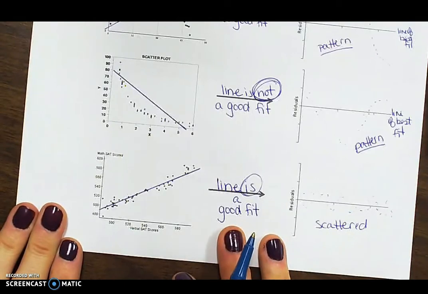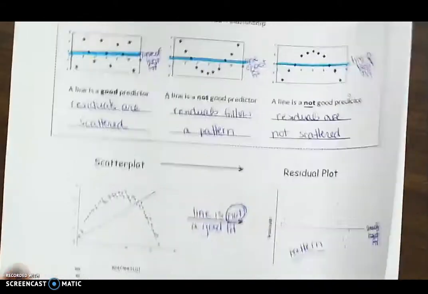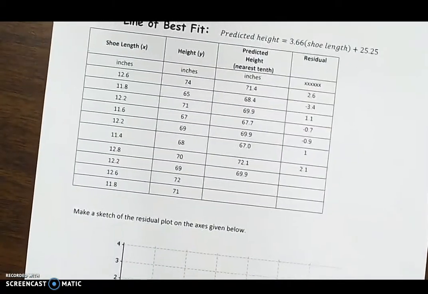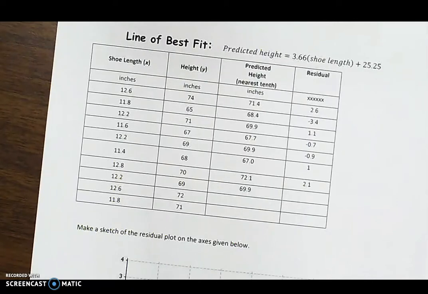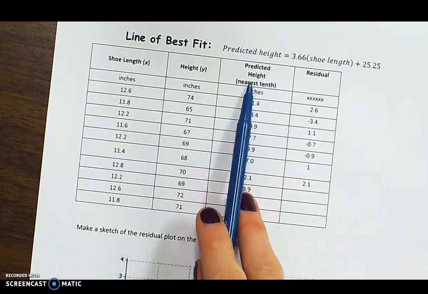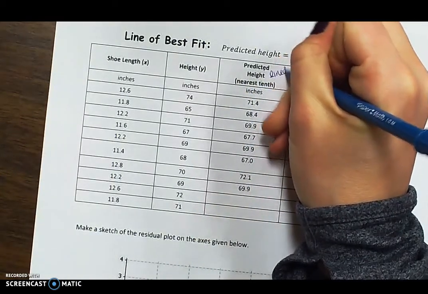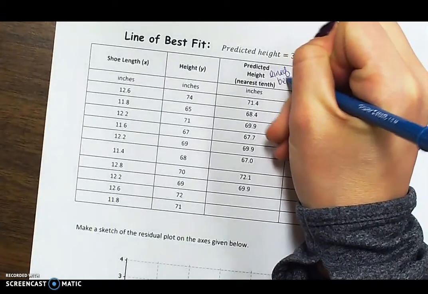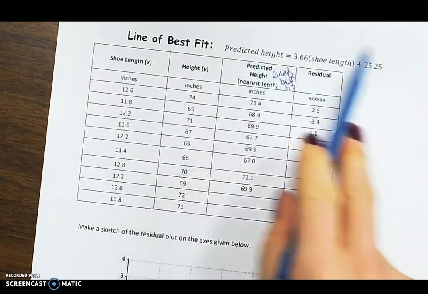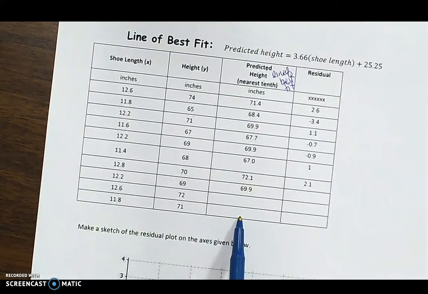Okay, so now that we know how to explain and use a residual, let's actually take a set of data and complete a residual plot. So if we take a look here, we have a set of data. We have shoe length and height, and then we have the predicted height. Remember, the predicted height is from your line of best fit. All right, so if I take a look here, these were already calculated. Here's my line of best fit. I have two more values that I have to actually figure out.